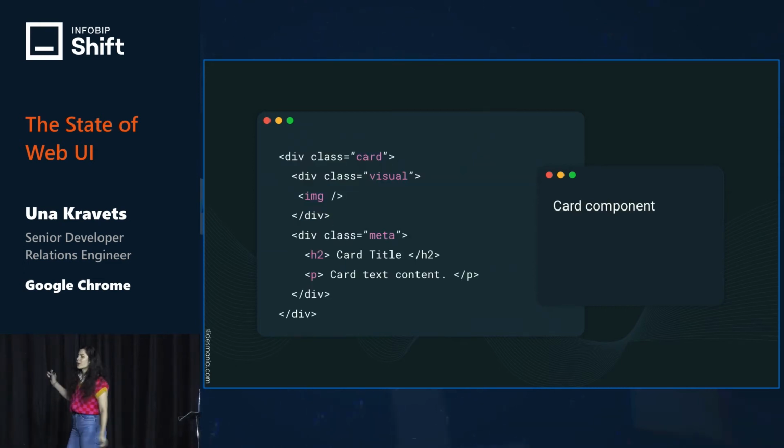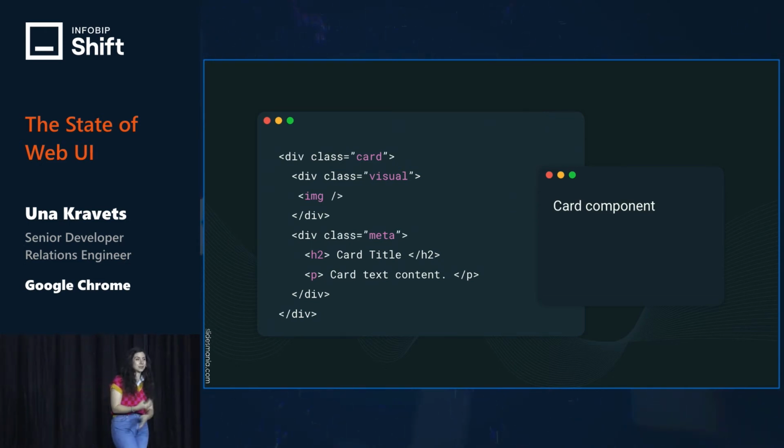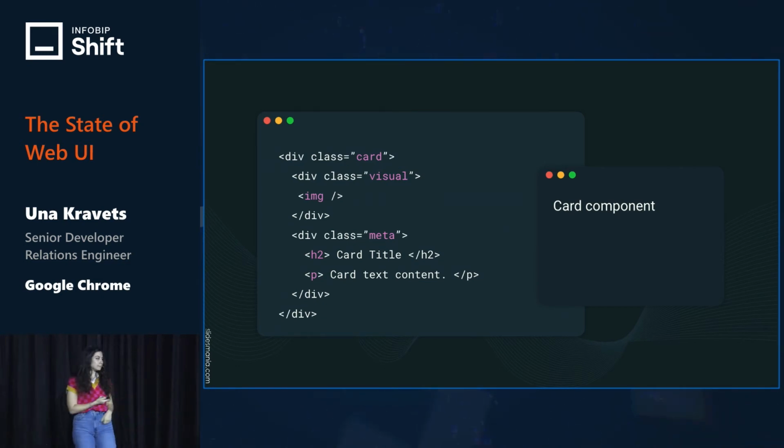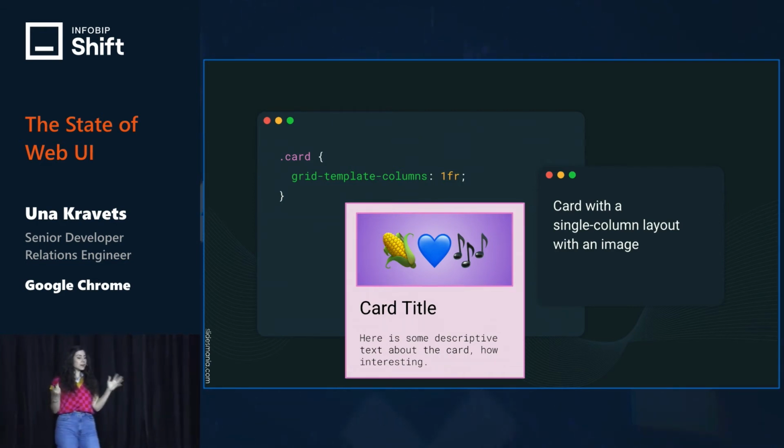So let's say we have a card component. This is just a really common demo where you have a card, say you have some visual in there, say you have some text, so a div with class meta, and then inside of that we have a title and some text content. So that might look like this. We have our card, we have our visual image, we have our title, we have our text. This is a card with a single column layout.